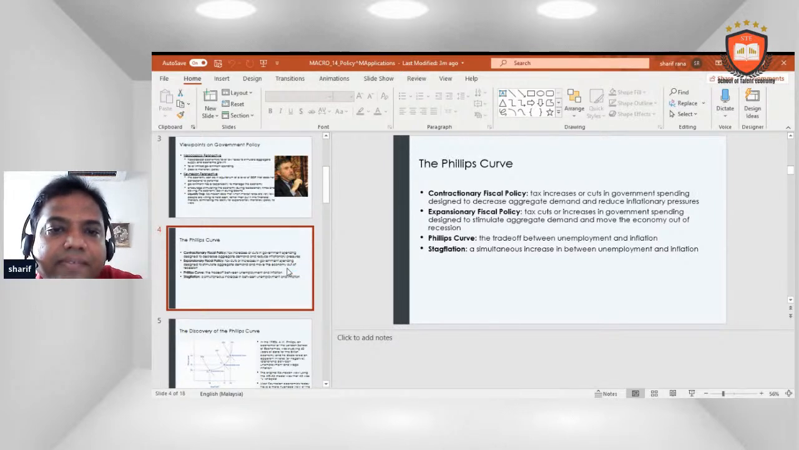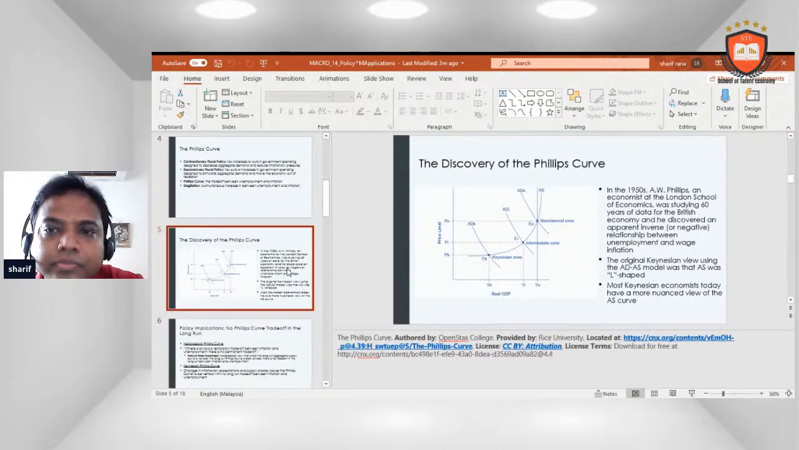Stagflation: a simultaneous increase in both unemployment and inflation. In the 1950s, A.W. Phillips, an economist at the London School of Economics, was studying 16 years of data for the British economy and discovered an apparent inverse relationship between unemployment and wage inflation.